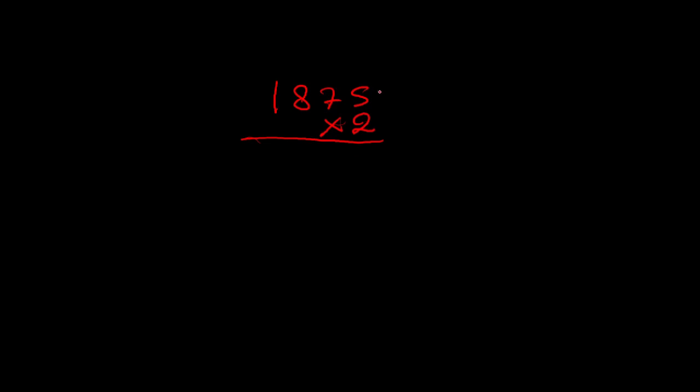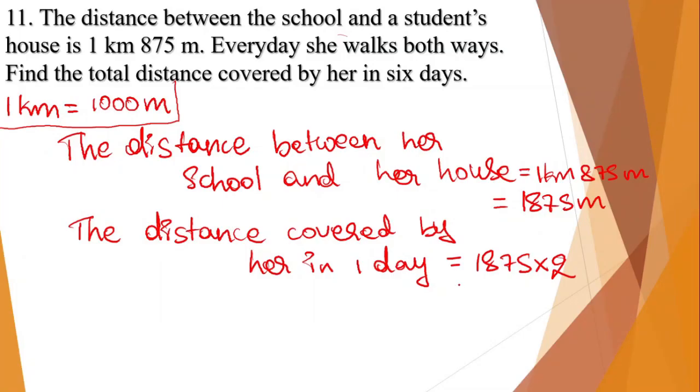now 2 5s are 10, so 1 carry over and 0 below, and 2 7s are 14 plus 1 is 15, so 1 carry over and 5 below, and 2 8s are 16 plus 1 is 17, so 1 carry over and 7 below, and 2 1s are 2 plus 1 is 3. So we will get 3750. So the answer for this will be 3750. So it will be meters. Right. Now this is for one day. To find out for 6 days, we multiply it with 6.